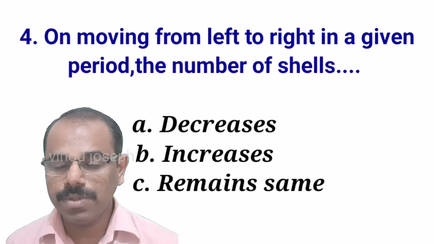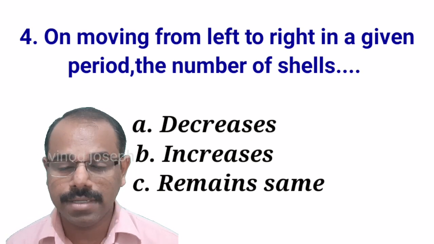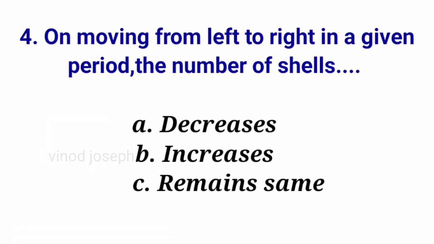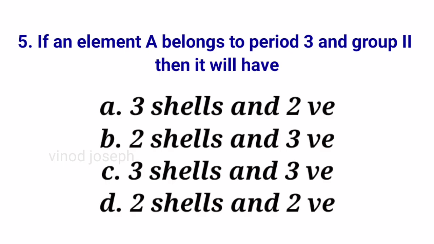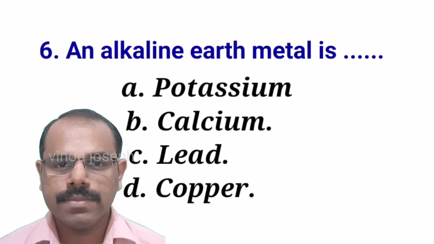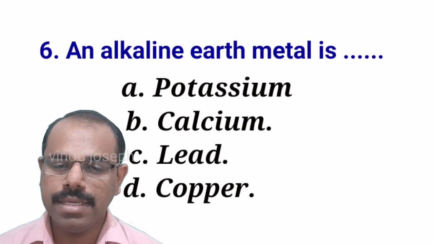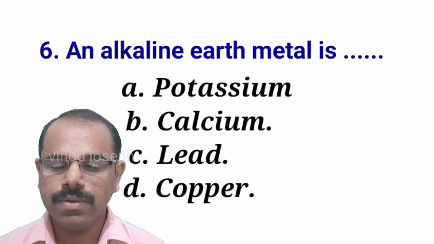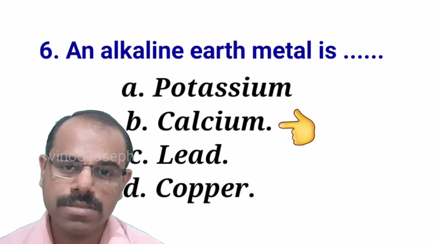The number of shells increases from top to bottom. From left to right, the number of shells remains the same; shells are not added from left to right. Group 1 elements are normally known as alkali metals and group 2 elements are alkaline earth metals. So find out which one is a group 2 element with valency 2 or valence electrons 2.